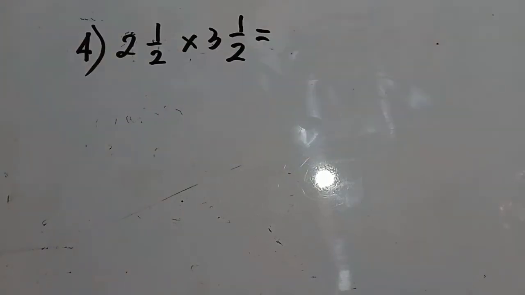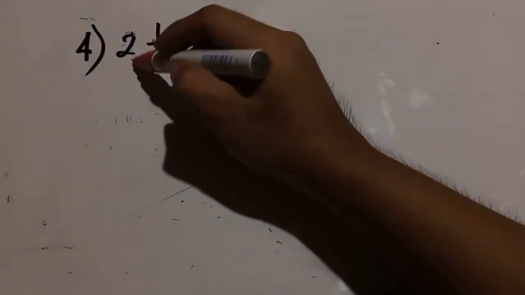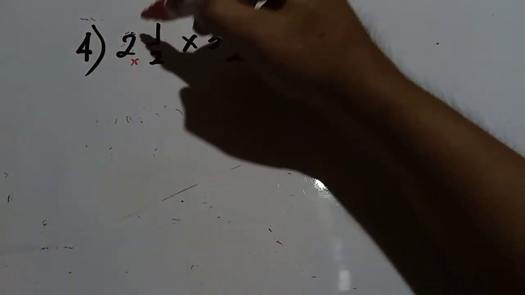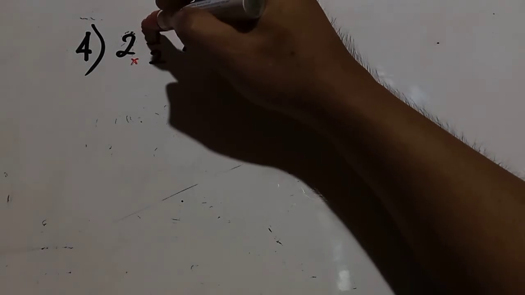So in number 4, 2 and 1/2 times 3 and 1/2. Now, as you can see, ang ating given problem ay mixed fraction. So paano natin ito i-solve? Ano ang dapat natin gawin? I-change natin into improper fractions. Paano? I-multiply natin yung denominator sa ating whole number, tas i-add natin yung product natin sa numerator.